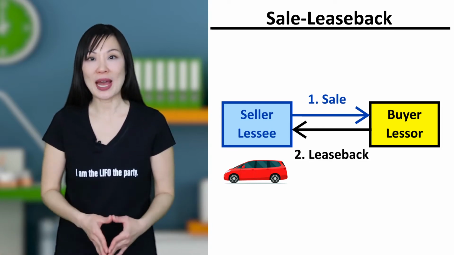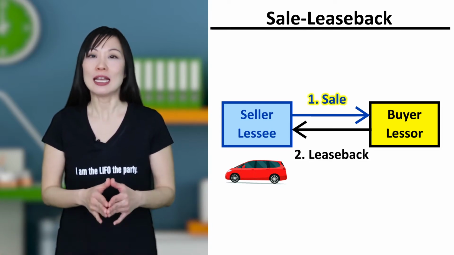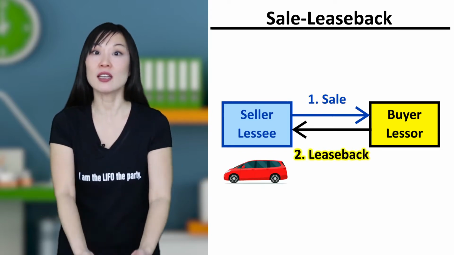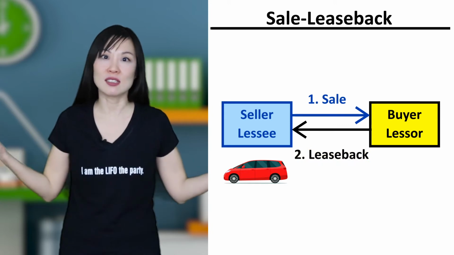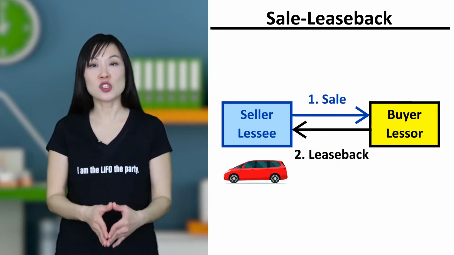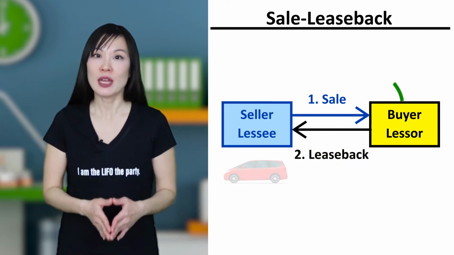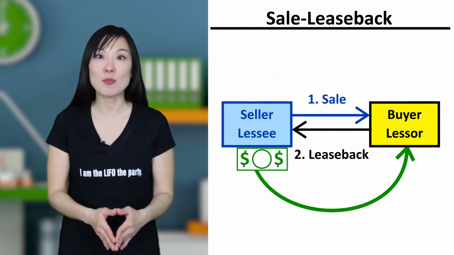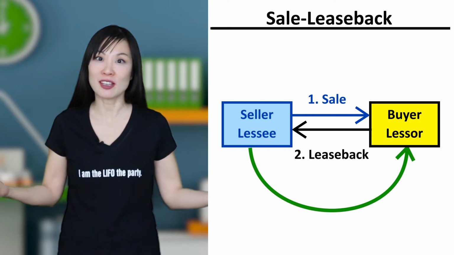The sale and leaseback happen at the same time. Initially, the seller lessee sells the asset, but then the seller lessee gets it back in the lease. It doesn't need to move. The asset just gets sold and leased back on paper. It's a way for the seller lessee to get a lump sum of money today and then pay it off slowly in the future, just like a loan.